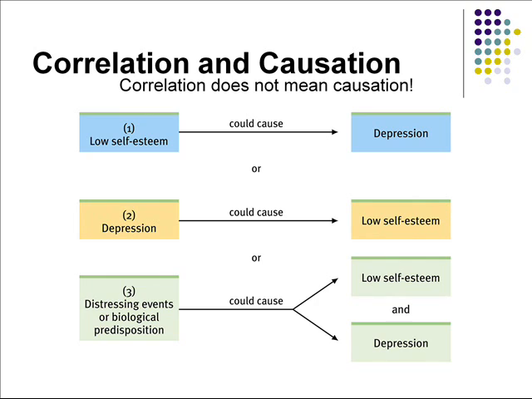It could also be that a third variable, such as a distressing event, for example being dumped by a significant other or being fired from a job, leads to a decrease in both self-esteem and depression. So, again, just because there is a correlation between two variables does not always equate to causation. In order to make causal inferences, we need to do an experiment, which we will discuss shortly.